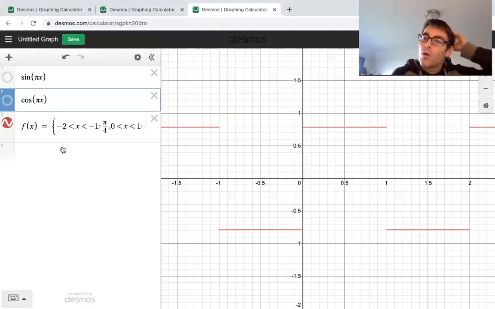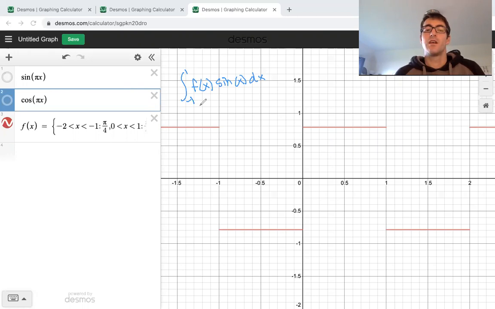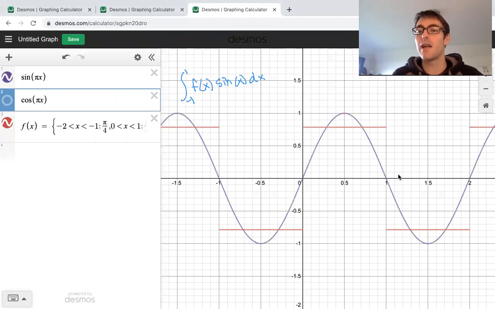Okay, so what I said a second ago was when we calculate something like the integral of our function times sine of x integrated over the range in question. So we're going to go from -1 to 1 in this example. But this is going to clue us into how much the function sine of x jives with our square wave function. So here in purple is the sine of x function.